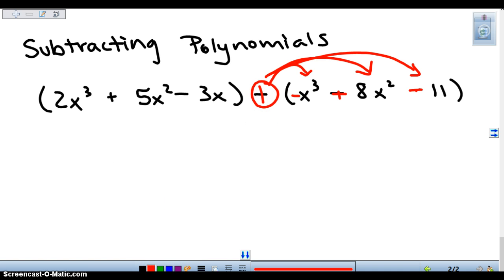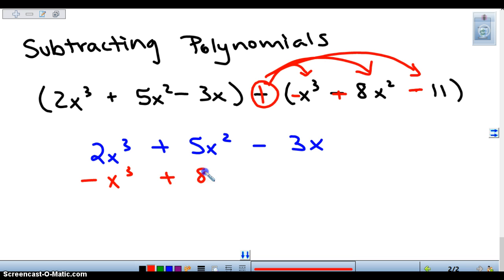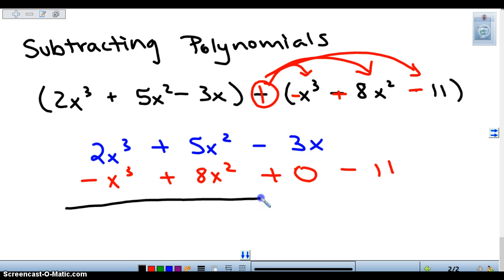So we can rewrite and say 2x cubed plus 5x squared minus 3x. I'm going to take my already distributed polynomial, negative x cubed plus 8x squared plus 0 minus 11. Why didn't I put the 11 under 3x? They are not like terms. Now I can add vertically.